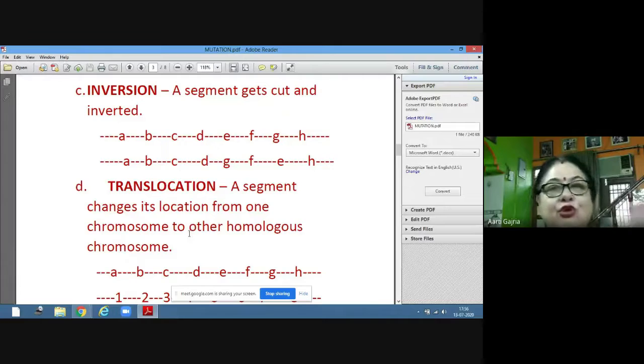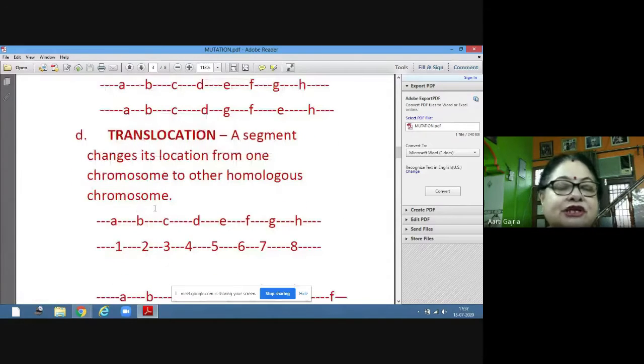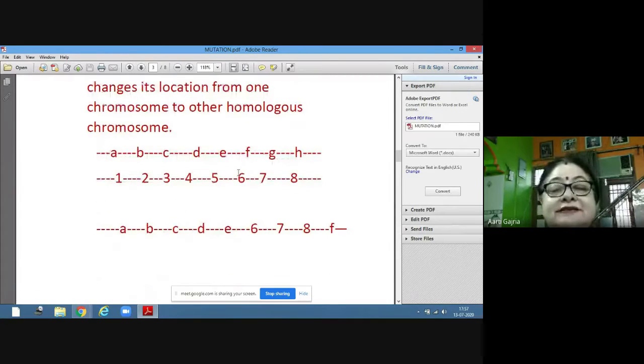As you know, homologous chromosomes are present in pairs. So what happens in this pair? Suppose this is the original pair. In the original pair, suppose one chromosome has the sequence A, B, C, D, E, F, G, H, and the other chromosome has the sequence 1, 2, 3, 4, 5, 6, 7, 8. Now, what will happen after translocation? This 6, 7, 8 will change its location from here to the other chromosome.